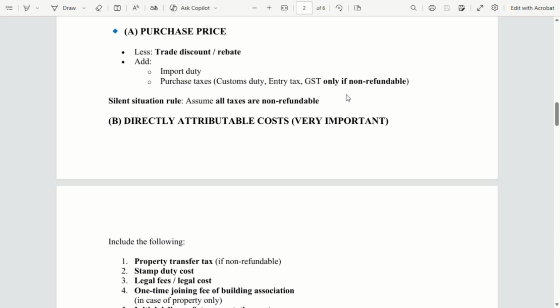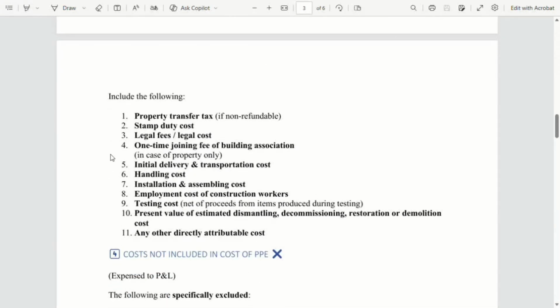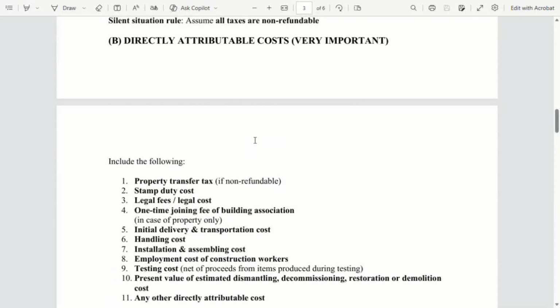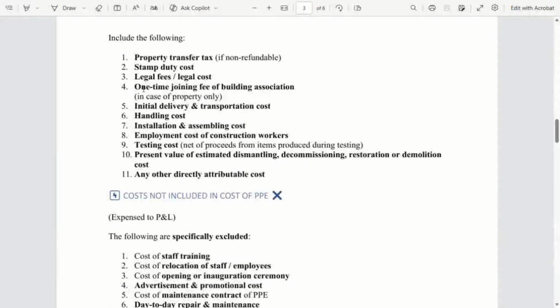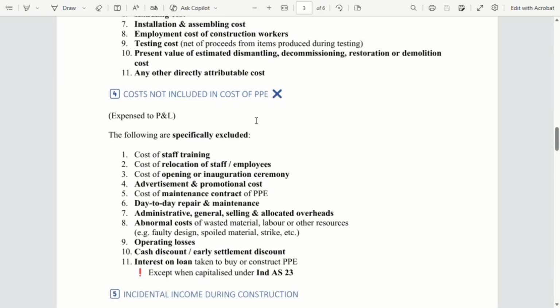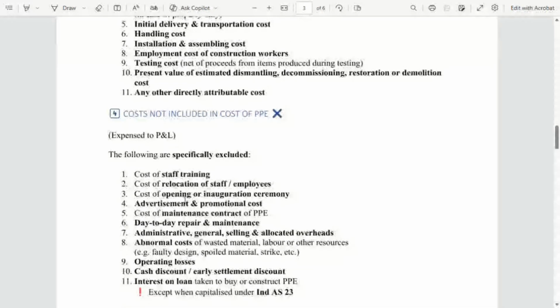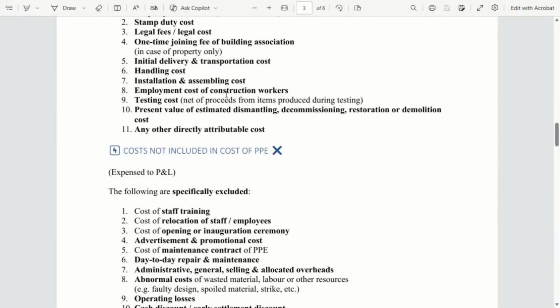If taxes are refundable, in that case we will not include them. So here are examples of the costs that we will include in the cost of PPE. Property transfer tax, stamp duty, legal fees, ये सारी cost include होगी. ठीक है. Here the important point is that employment cost will be added only if it is related to the construction workers. अगर ऐसा बोला है कि staff training है, relocation of staff है, similar kind of any other things, so वो सब P&L में जाएगा, हम लोग उसको cost में add नहीं करेंगे.